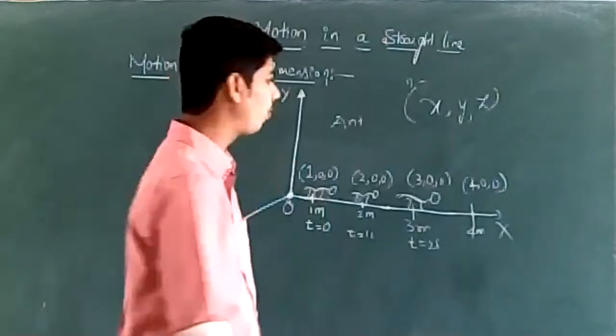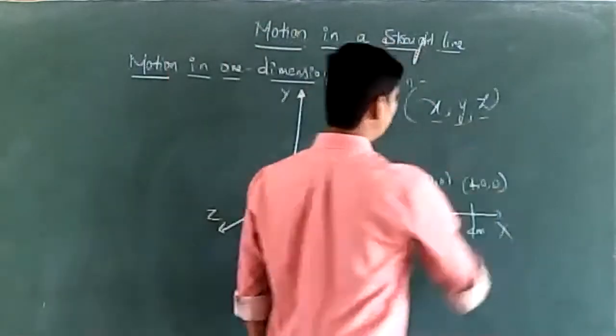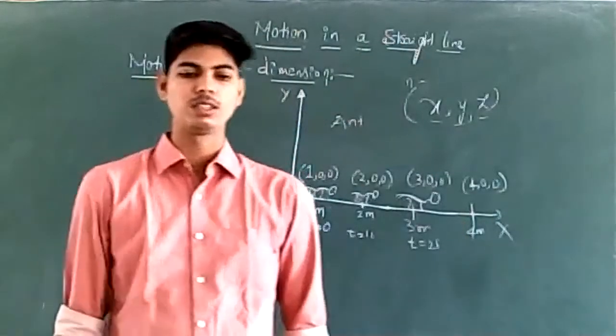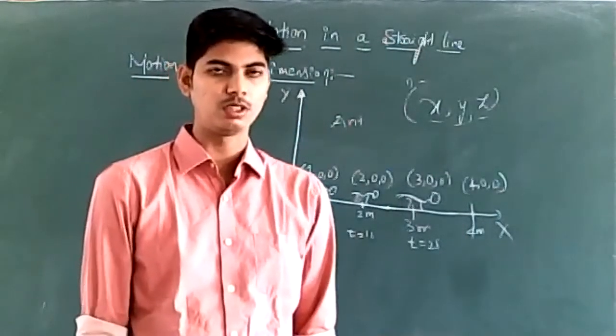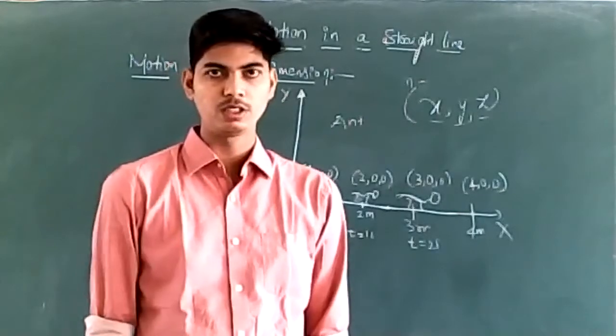Can you tell me which of the 3 coordinates are changing? X coordinate, y coordinate and z coordinate. Which coordinate is changing with time? X coordinate is changing.